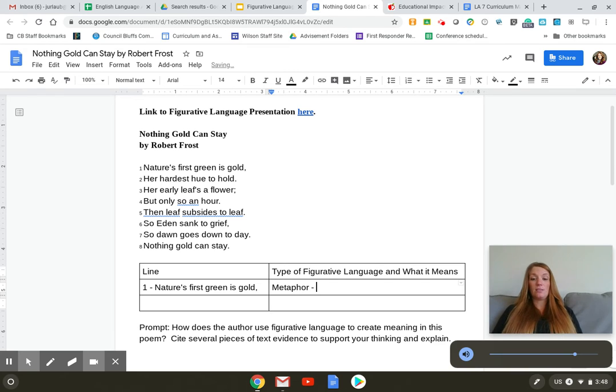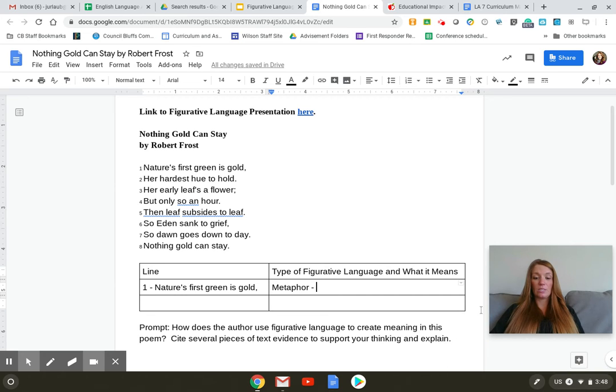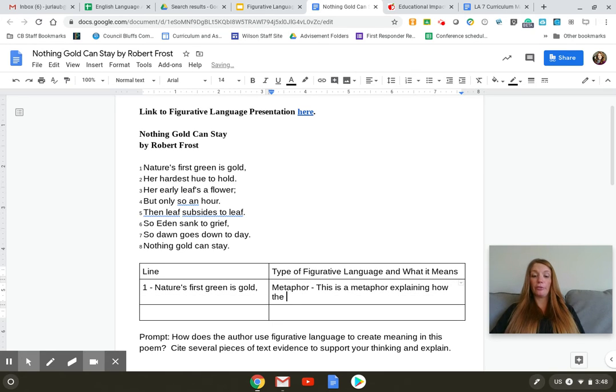So here what I'm going to say is, this is a metaphor explaining how the first bloom in spring is worth as much as gold.